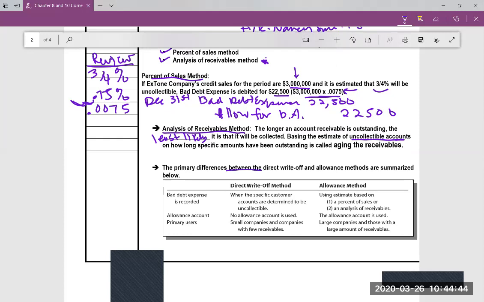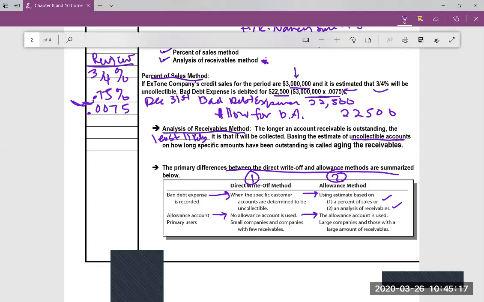So here are the primary differences between the direct write-off and the allowance. This is the one we talked about first and the second. Bad debt expense is recorded under the direct write-off when the customer accounts are determined to be uncollectible. Under the allowance method, you use an estimate. You do it at the end of the year. You set it aside, using either percent of sales or the analysis of receivables. Underneath the direct write-off, there is no allowance account. Underneath the allowance method is when you set aside that money in the allowance account.